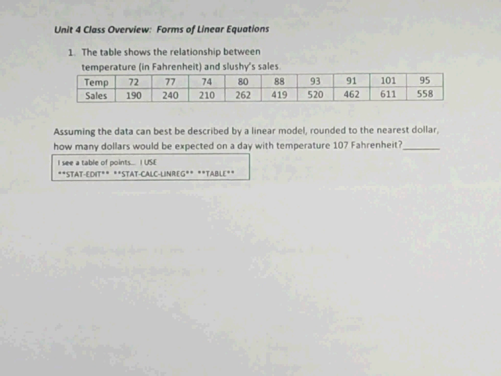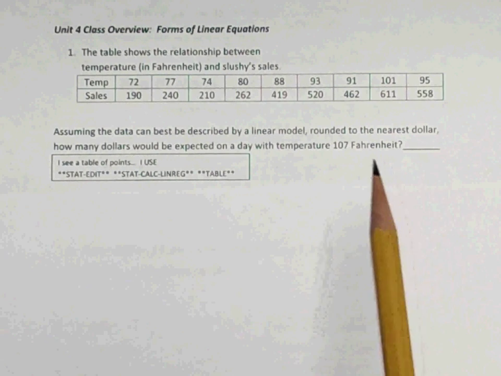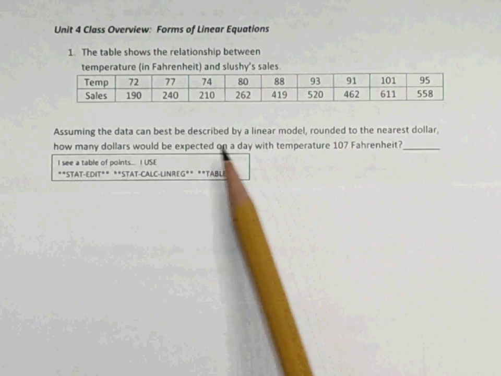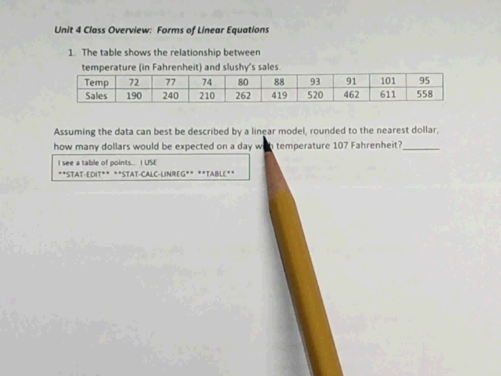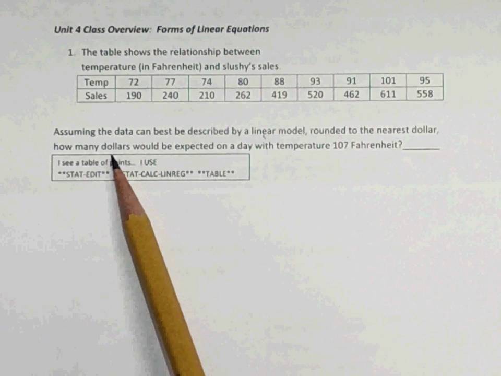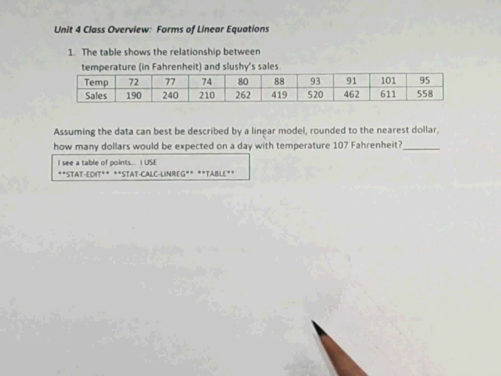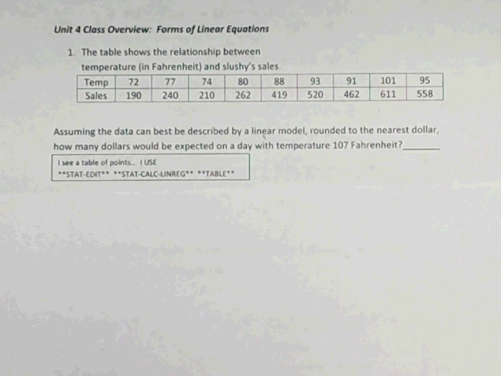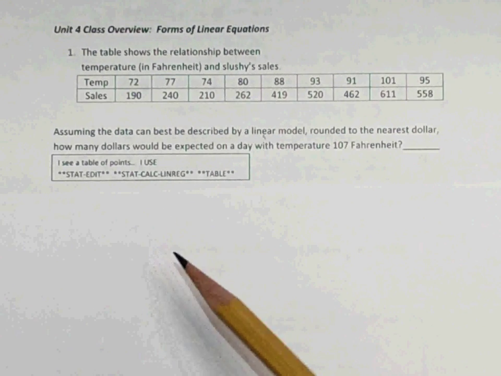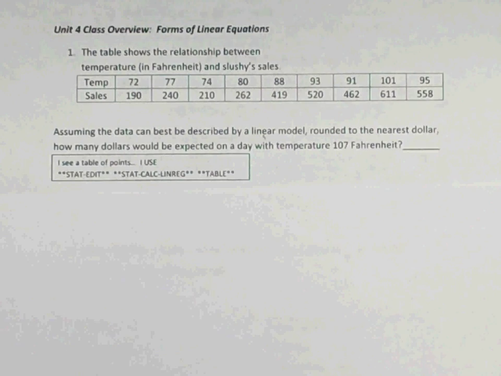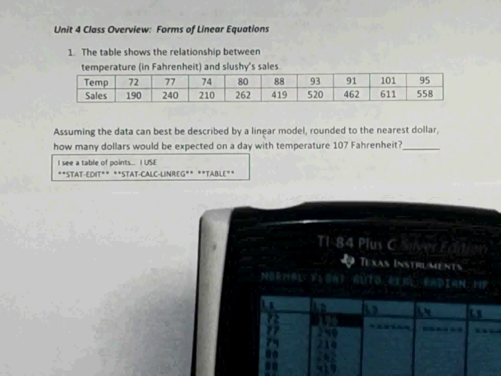It says the table shows the relationship between temperature and slushy sales. The question is, assuming the data is described by a linear model, that's important, how many dollars would be expected on a day with a temperature of 105? If I see a table, I'm going to do a regression to get an equation which will extend my table, and I can answer the question.